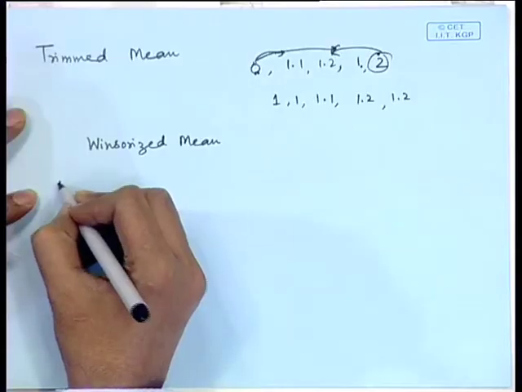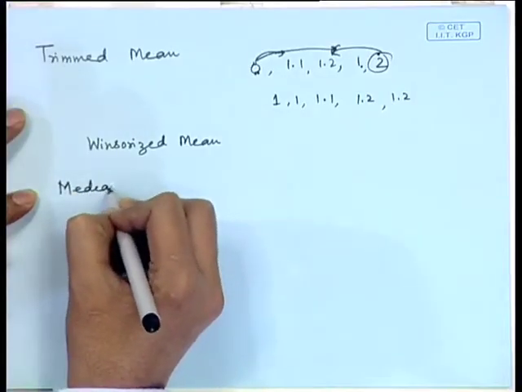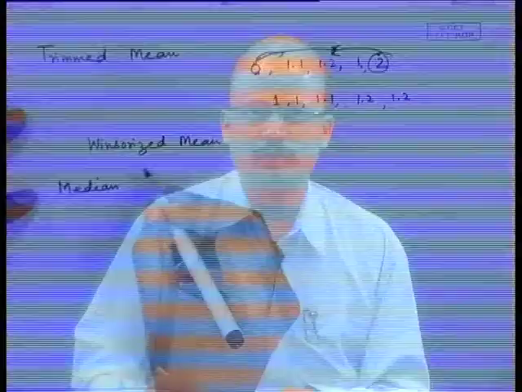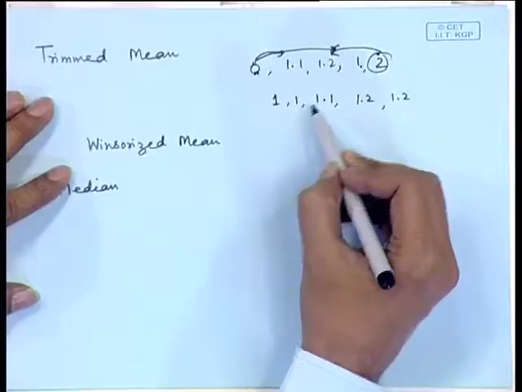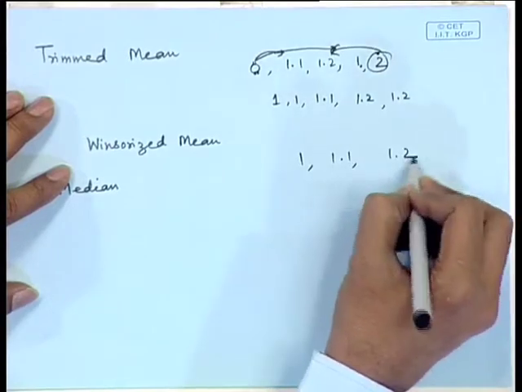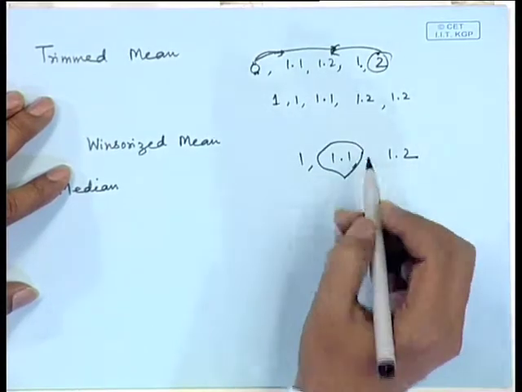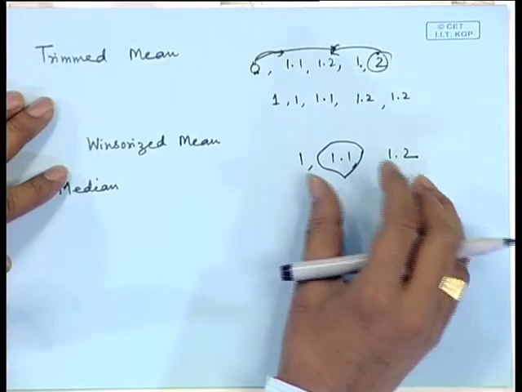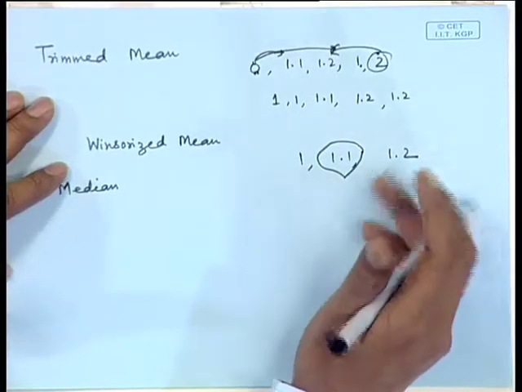Some other quite useful measures of location are the median. Now, median, as the name means, is the middle value of the observations. For example, if I have written the sample as 1, 1.1 and 1.2, then this is the middle value. Suppose I have an even number of values, then we take the average of the middle two values.